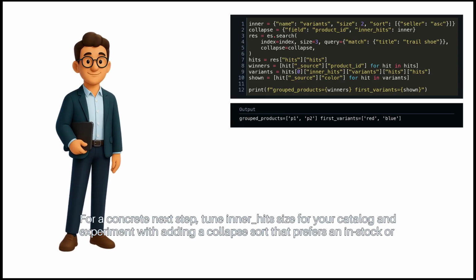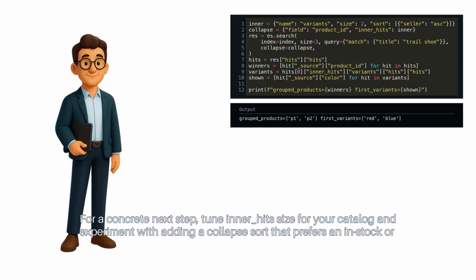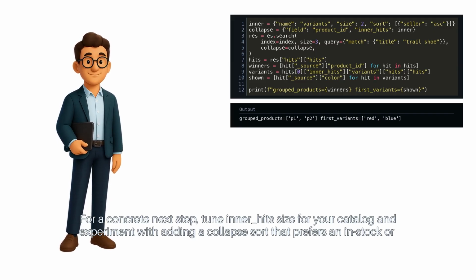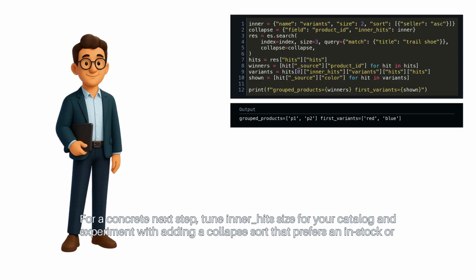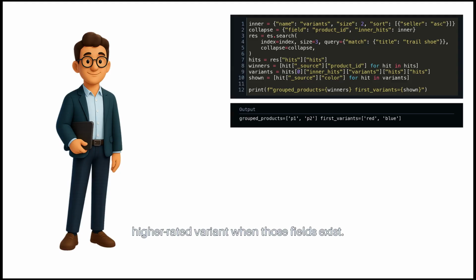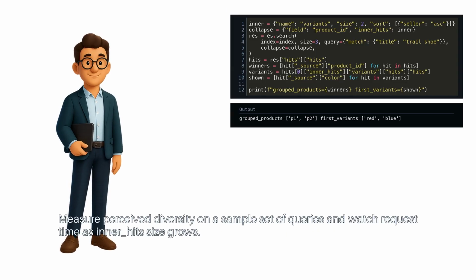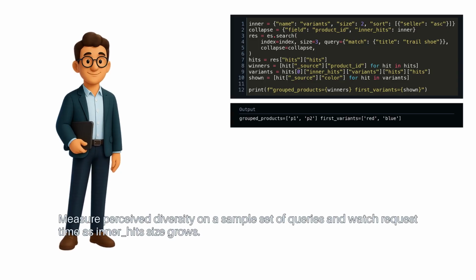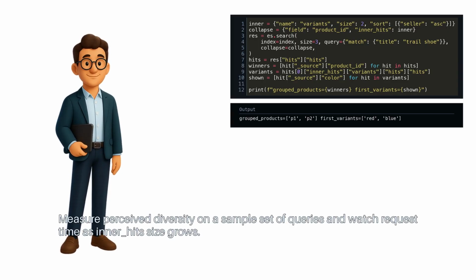For a concrete next step, tune inner hit size for your catalog, and experiment with adding a collapse sort that prefers an in-stock or higher rated variant when those fields exist. Measure perceived diversity on a sample set of queries and watch request time as inner hit size grows.